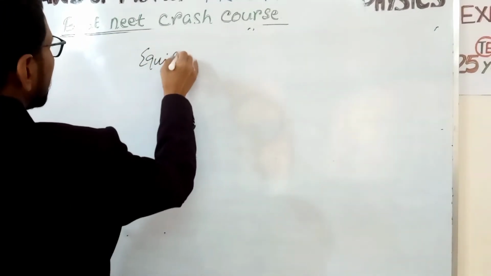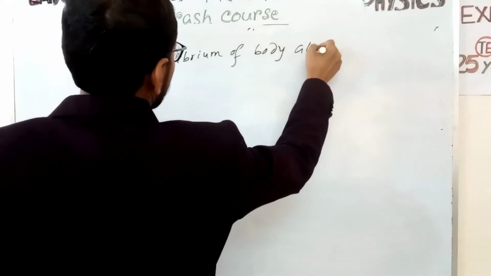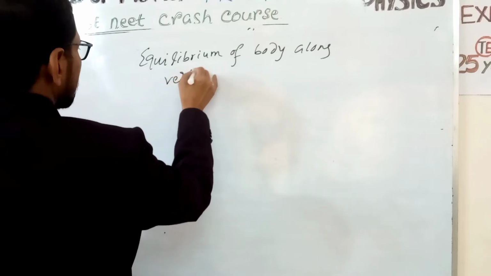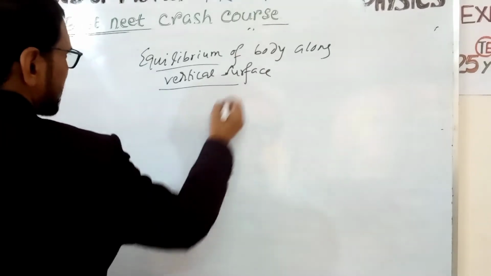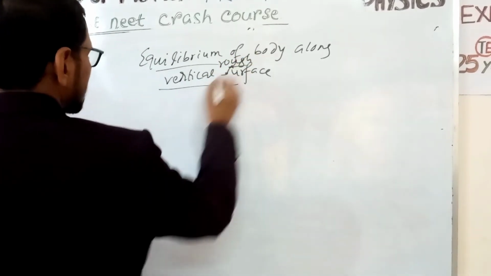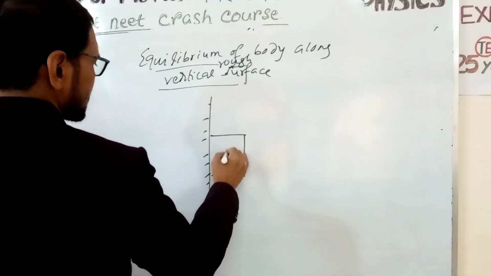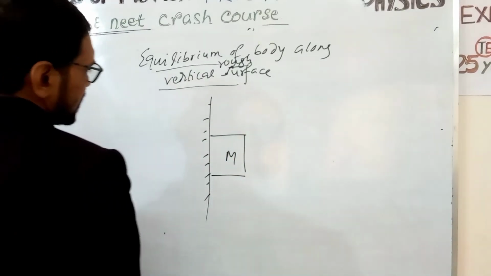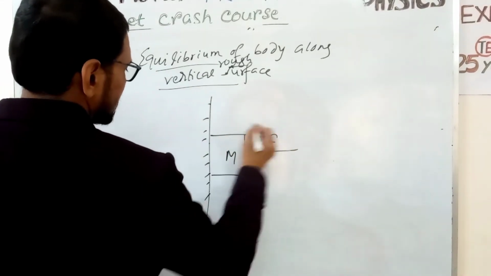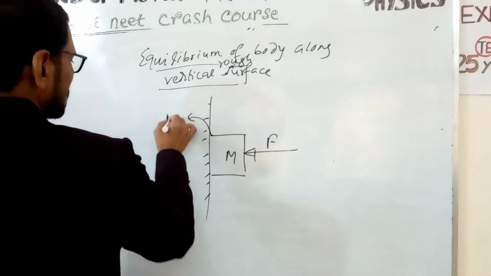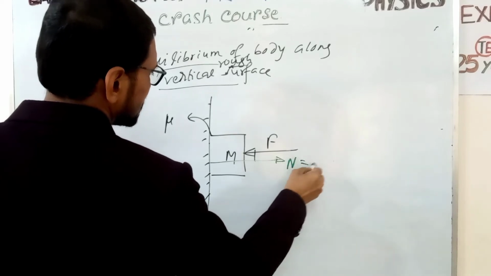Next topic is equilibrium of a body along a vertical rough surface. Suppose this is a vertical wall and a body is placed, the body is held against the vertical wall by applying a force. The coefficient of friction is mu. Now here what is the normal direction? Normal reaction acts in this direction, which is equal to F.